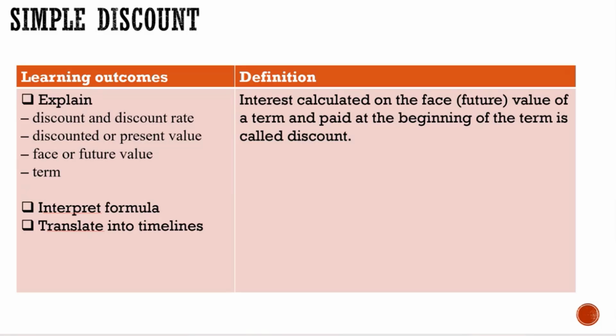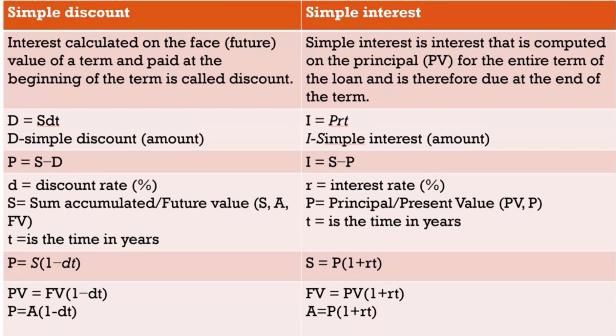Okay, the interest here with the discount is calculated on the future value. Remember, with simple interest, the interest was calculated on the present value, but with the simple discount, the interest is calculated on the future value. Here on this screen, I have put the simple interest and the simple discount against each other, so that you can see the difference between the two.